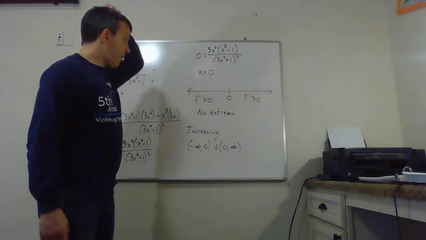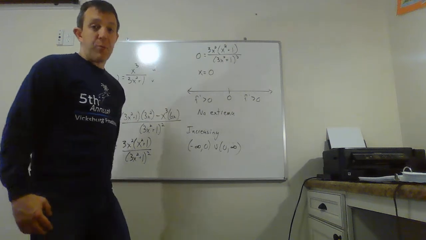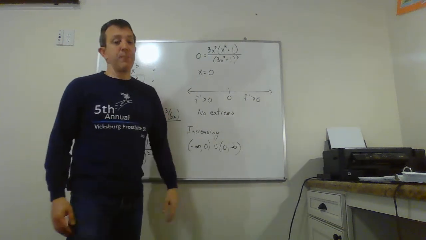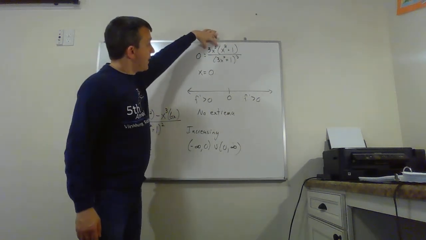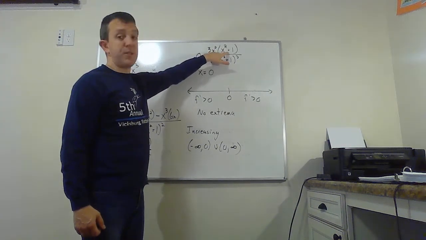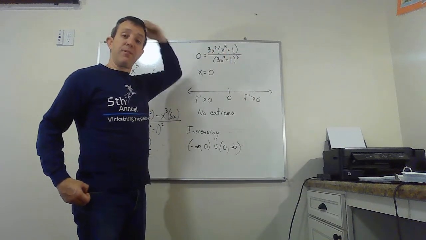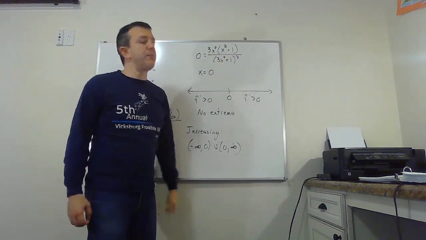So, turns out the only way to get 0 here is if x is 0. I'm just going to kind of wave my hands at this. I didn't put it on the board, but basically 3x squared is 0 when x is 0. x squared plus 1 is always positive. Okay, if you don't believe me, think about that one just a little bit. I think you'll be okay.